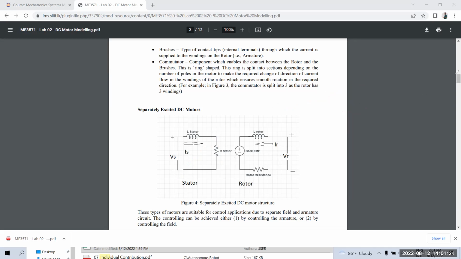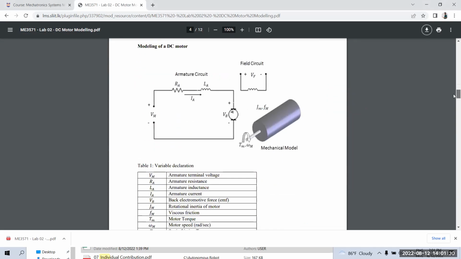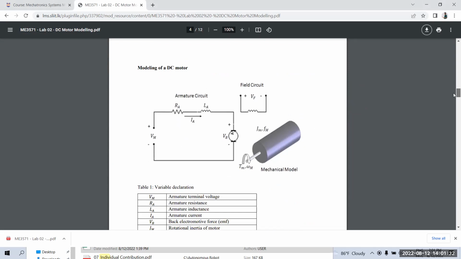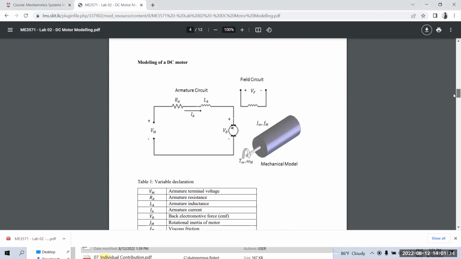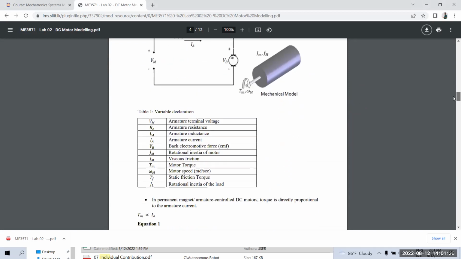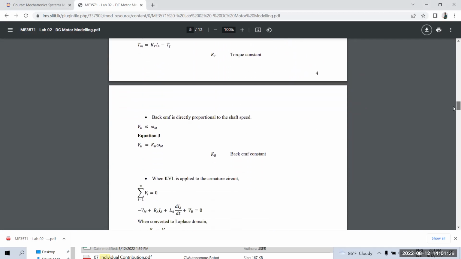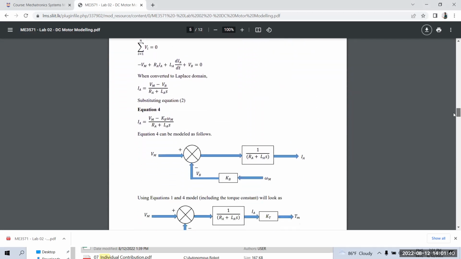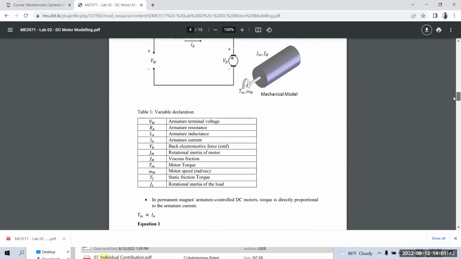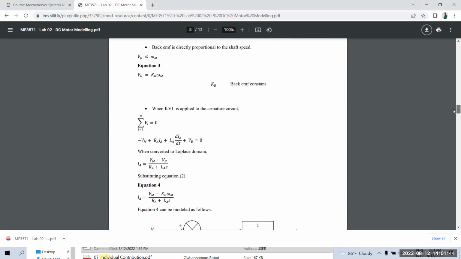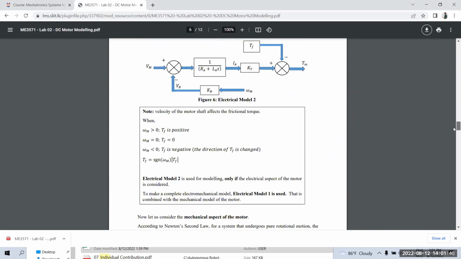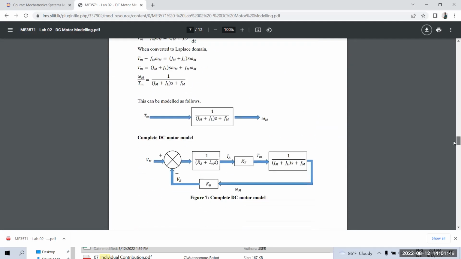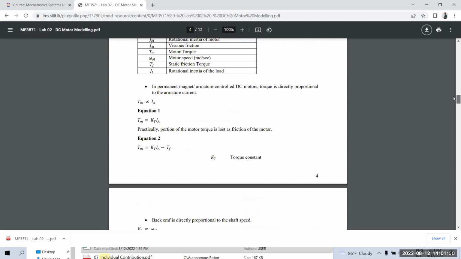Okay, so we'll see how we can model this. This is the armature circuit, right? Armature circuit, so I will model it. And I will show how these equations are obtained, because sometimes as soon as you see this, you might be wondering how they are obtained. So I will just work this through, and you will tell me whether you get it or not.